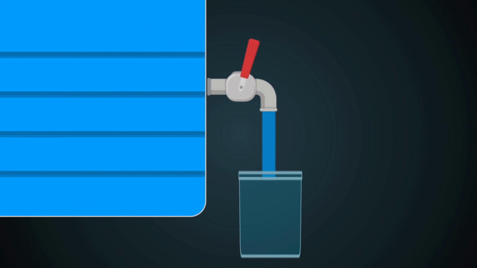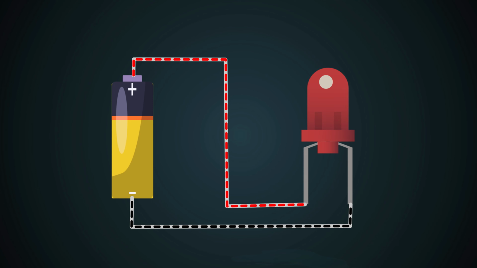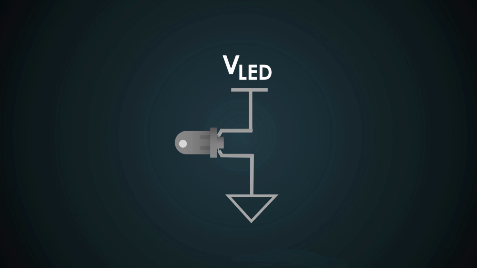Imagine you're filling a cup with water from a water reservoir. If the pressure keeps changing, you might overflow the cup or not fill it enough. A constant current source is like having a tap that always fills a cup at the perfect rate, no matter what. This is crucial because too much current can overheat and damage the LED, while too little current will make it dim and underperform.